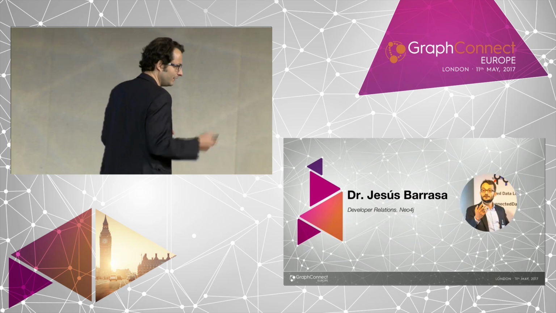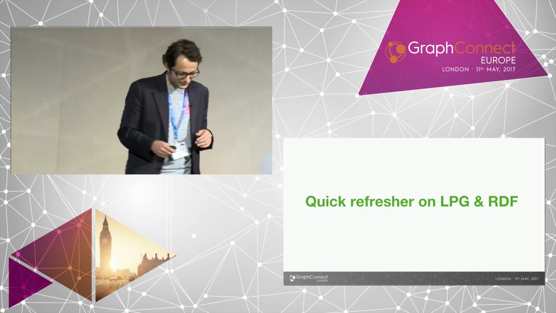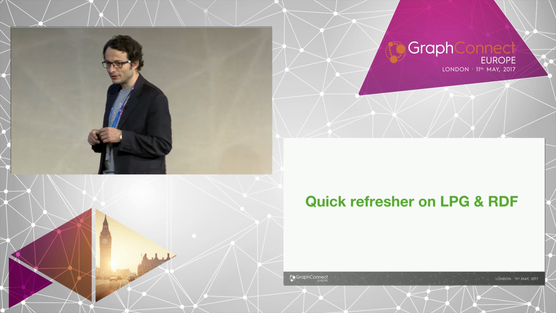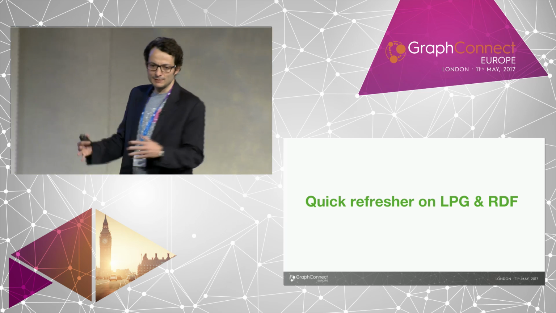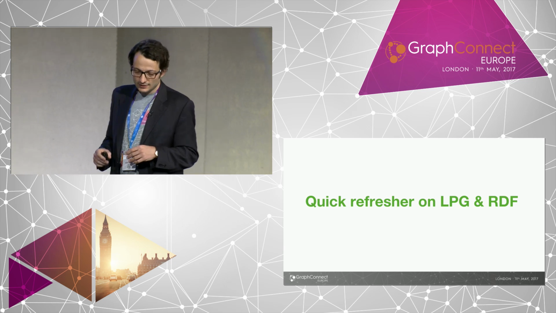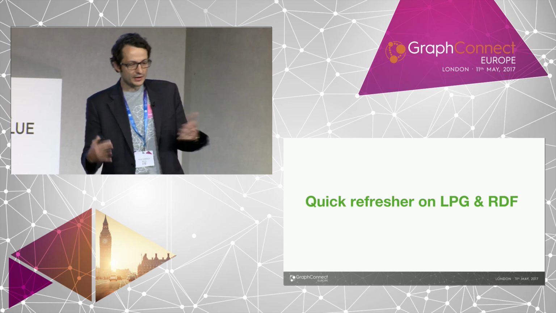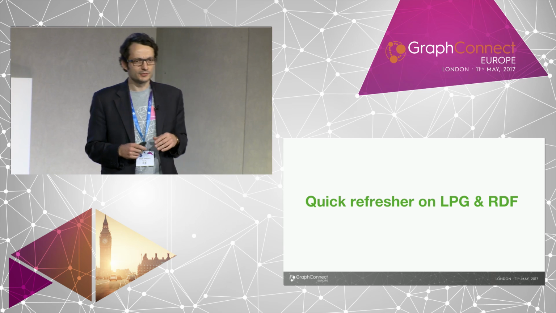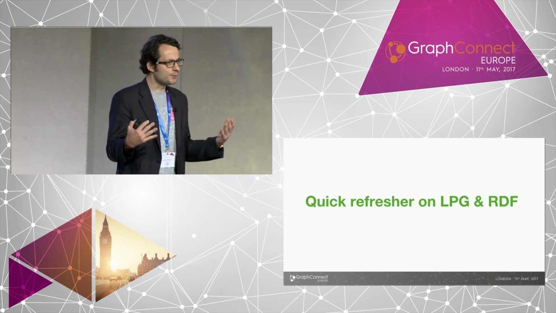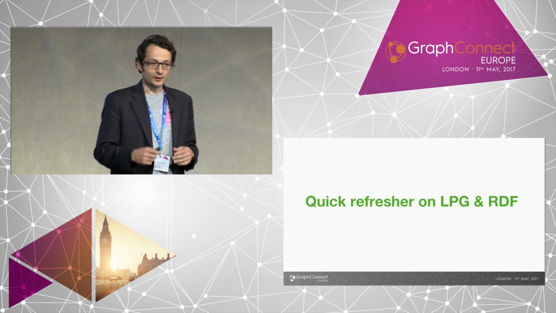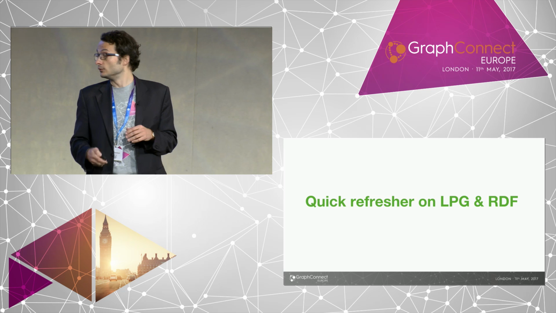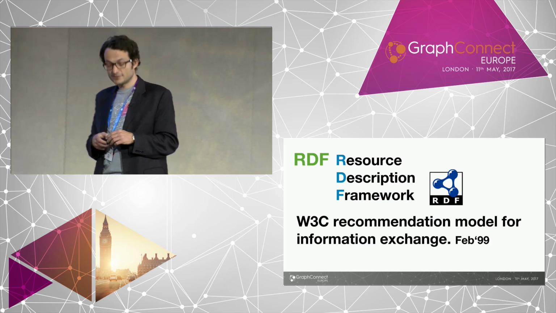So, yeah, that's me. I'll start with a quick refresher of what both the RDF model and the label property graph, that's LPG, are and where they come from. The basic idea is they both model the world as a graph, so they have this abstraction in common, but they do it in slightly different ways. So let's start with RDF.